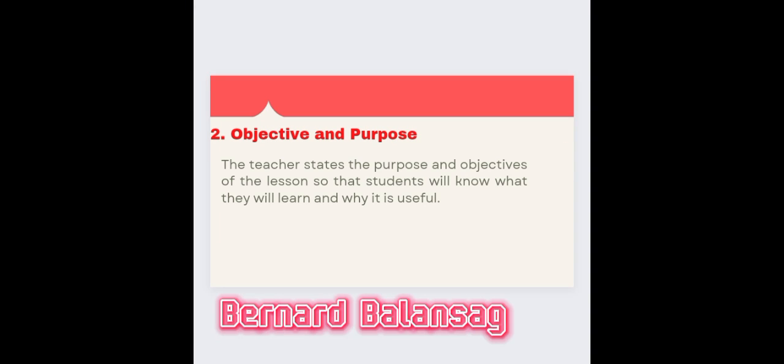So number two is objective and purposes. The teacher states the purposes and objectives of the lessons to the students, so they will know what they learn and why it is useful.